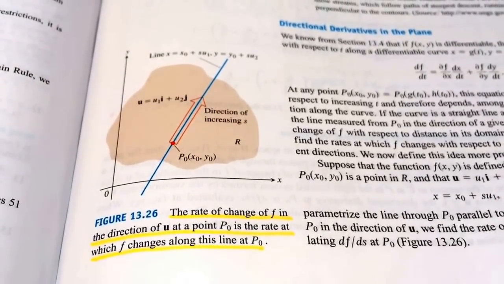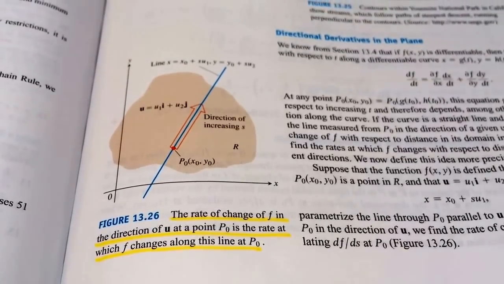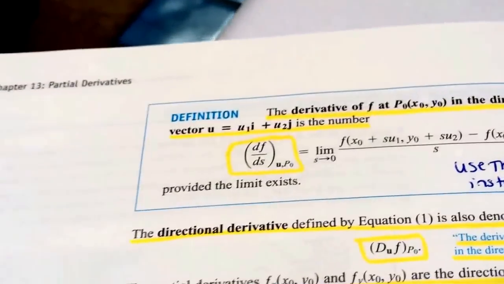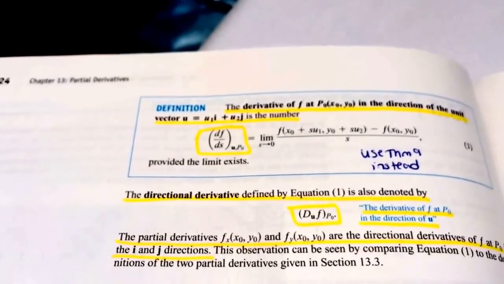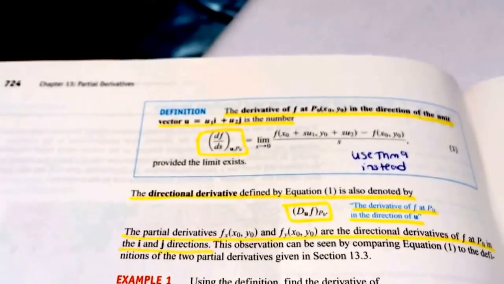So notice the line and the vector are parallel to each other. But again, the vector has to be a unit vector. That's why they use u, to remind you that it has to be a unit vector. So if you turn the page, you have the definition. This is at the top of page 724. This is the definition, but this is not what we're going to use for the computation. So when I ask you for a formula, this is not what I want.